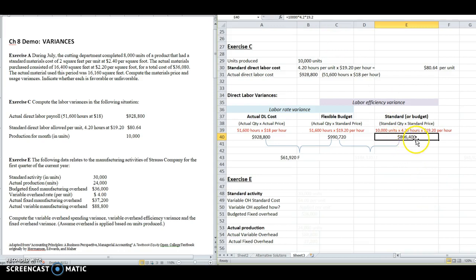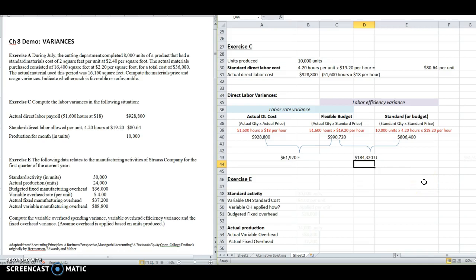So we have 806,400. That's the 10,000 units times the 4.2 hours required times $19.20 per hour. Or we can take 10,000 times $80.64 per unit. We'll get the same result. My flexible budget is a lot higher than my efficiency variance, so this is going to be an unfavorable variance. If I subtract the two, it's a pretty large number. It's 184,320, and it is unfavorable.